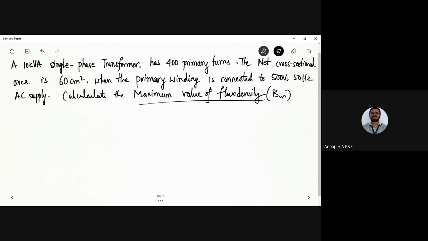Yeah. So can we proceed with this numerical problem? How are we going to find out? Next we have to find the full load primary and secondary currents. This is the problem we are going to discuss right now, and in the next class, we'll be discussing the condition for maximum efficiency problem.